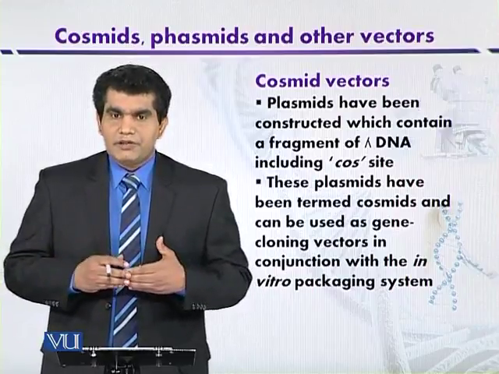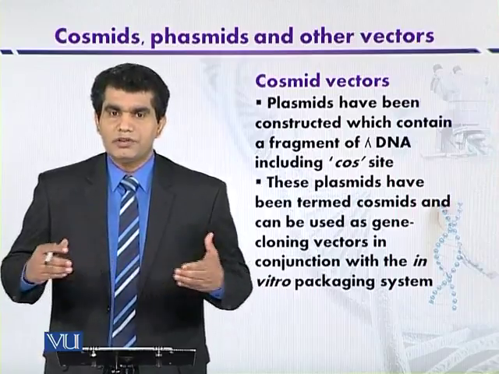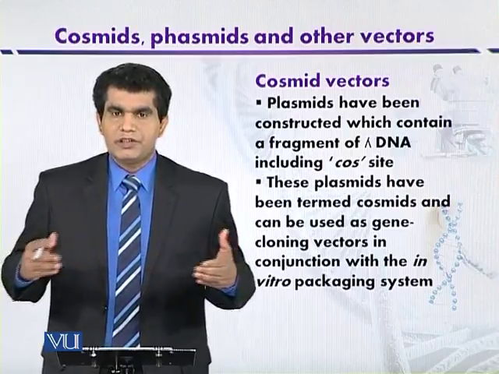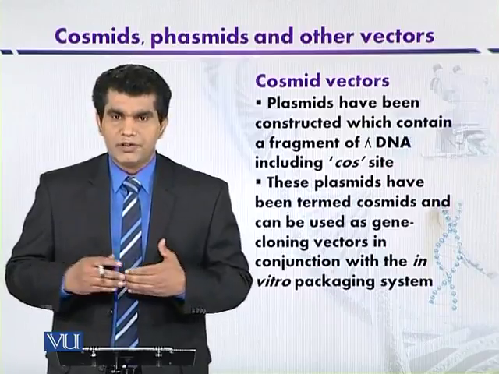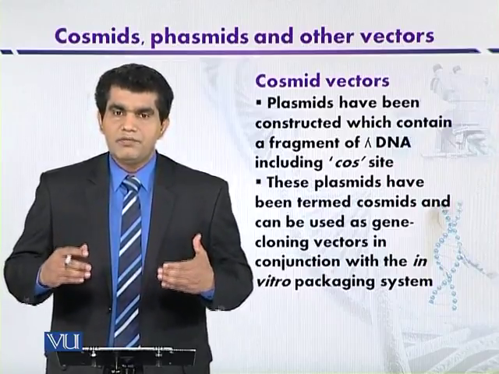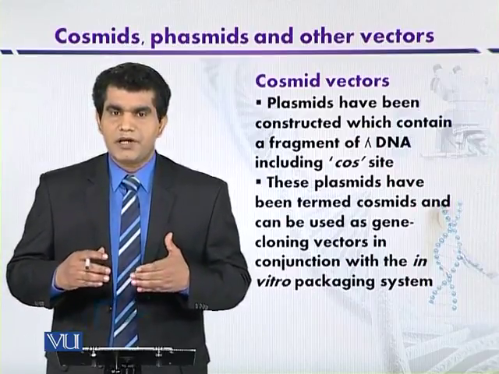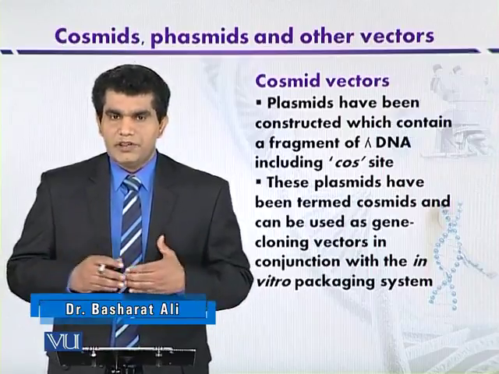So cosmid vectors are actually the plasmids that contain these cos sites from the lambda phages. Because of this reason, these hybrid plasmids are called cosmids. If these cosmids are provided with an in vitro packaging system, then they can efficiently package the recombinant cosmids into the head of the phage particles.